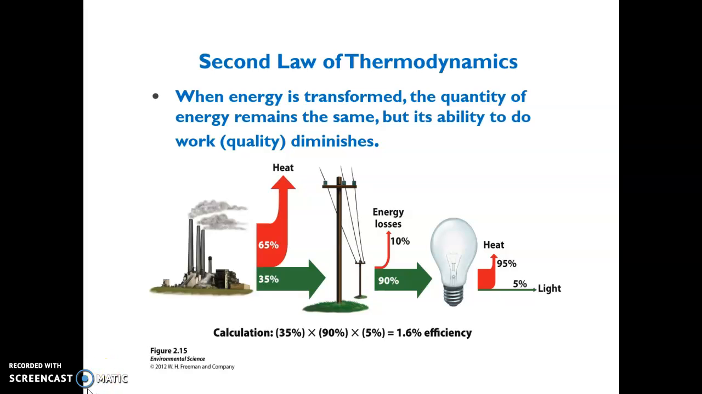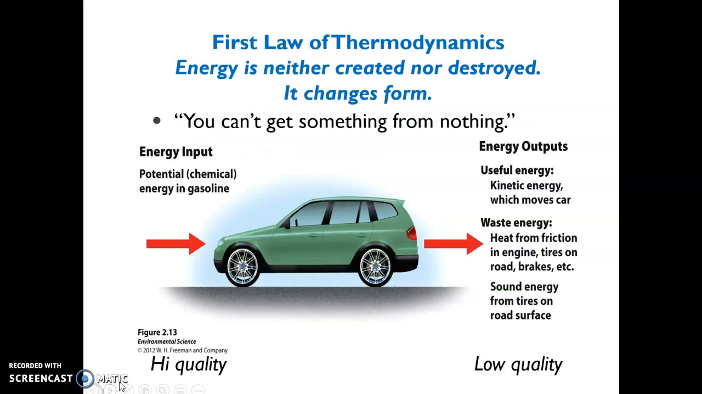Let's go back a slide to see what that would have meant in the car example. So the total amount of energy that is contained within the gasoline, that same quantity is still present in the energy outputs. But though some of it remains useful energy, much of it is waste energy, and we're just not able to do much with it. And we'll look at some of those issues later. So the quantity remains the same on both sides of this car, but the quality, or the ability to do work, diminishes.